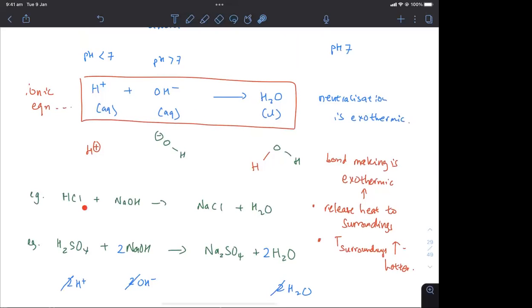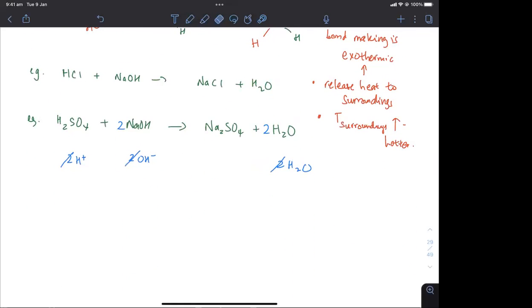Doesn't matter what acid you use, doesn't matter what base you use. Neutralization produces salt and water. The same ionic equation goes for any acid plus base reaction. Okay, hope that is all right for everyone.